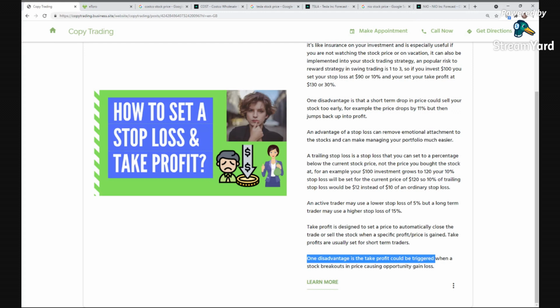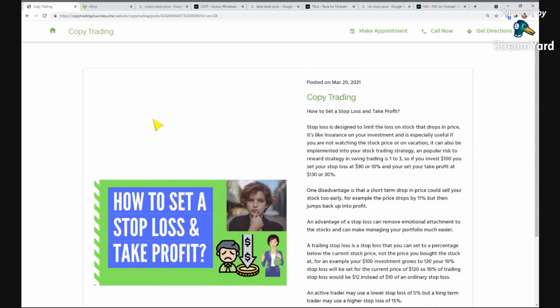But with day trading, you just can't be greedy, and a bird in the hand is worth two in the bush, as I say. So when a stock breaks out in price, there's an opportunity gain loss, but over the long term, I think it's just safer for me for day trading. I take the profits that I have, I move away, rinse and recycle, and do the same thing the next day. Okay, let's start.